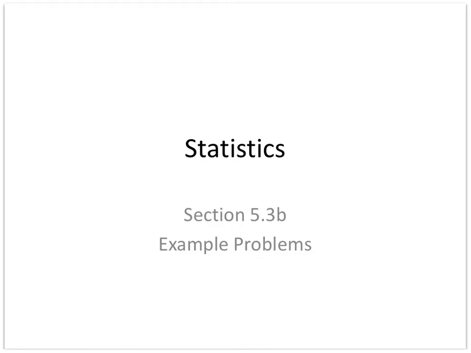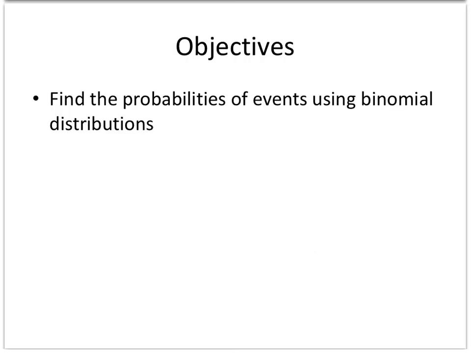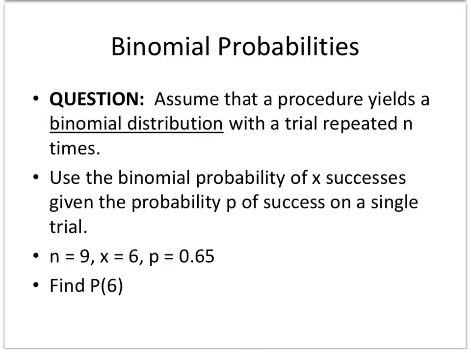Alright, let's look at part 2 of 3 of finding the probability of events using distributions. So assume that a procedure yields a binomial distribution with a trial repeated n times. Use the binomial probability of x successes given the probability p of success on a single trial. In other words, n is the number of trials, x is the number of successes, so we get 6 out of 9, and the probability of a success is 0.65.